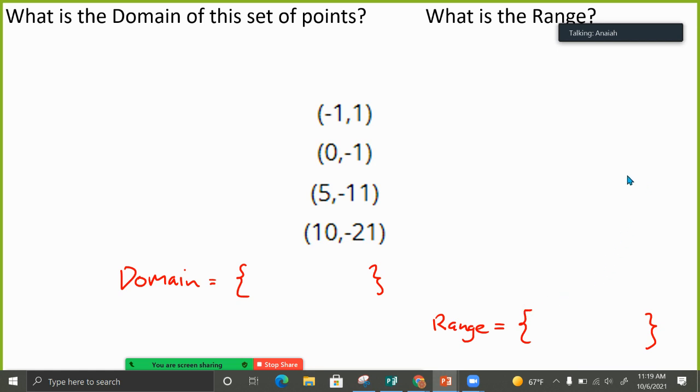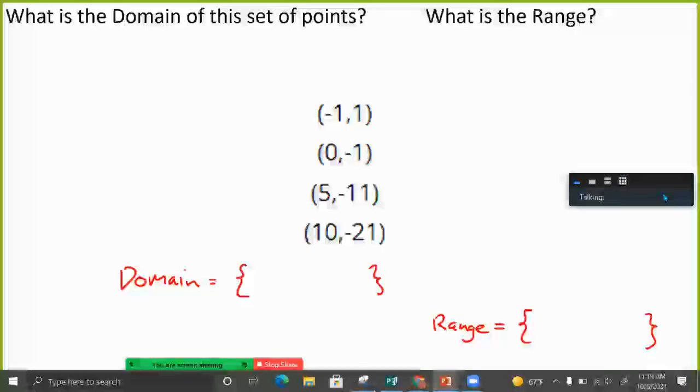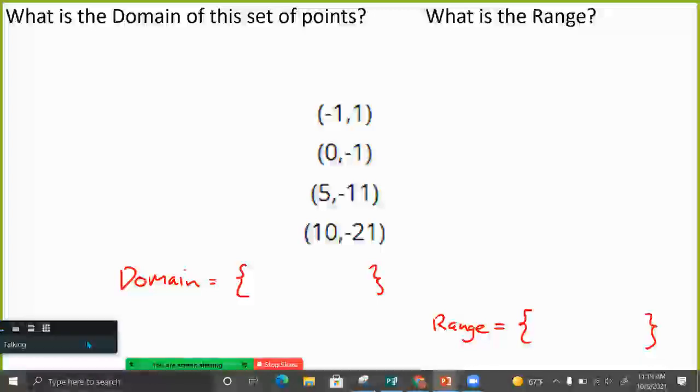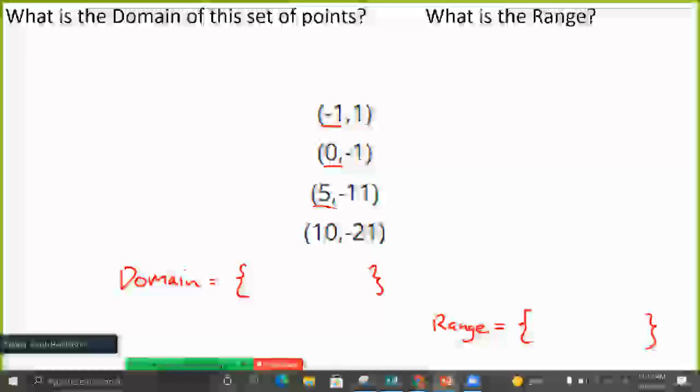Is the domain negative 1, 0, 5, and 10? Anaya, high five from far away. Boom. I wish I could give you a candy bar or something else as a fun reward. Yes, very good. You said negative 1, 0, 5, and 10.